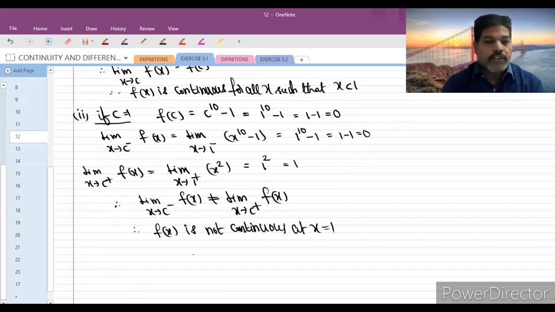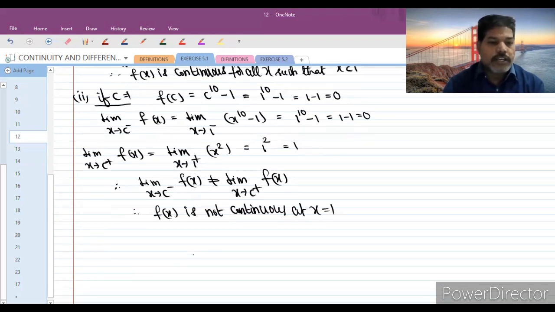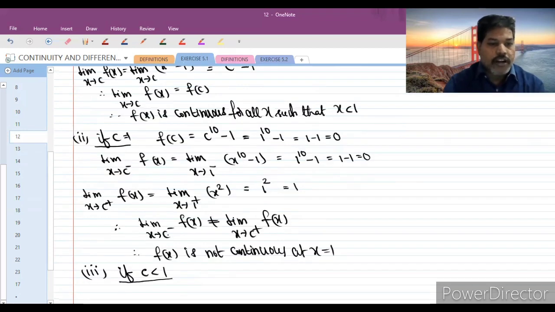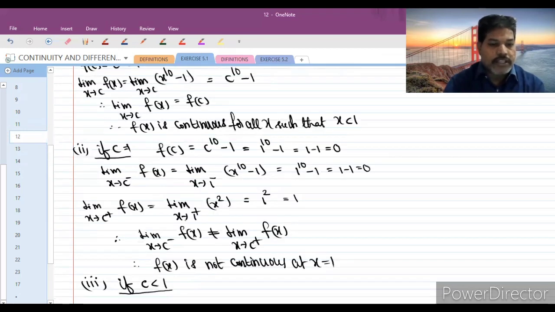All are understood, students? So see the third case. What is the third case? It is case 3. If c value is less than 1, what happens? We already proved that. So you have to take the third case as c is greater than 1. Okay, so we can take that as c is greater than 1.